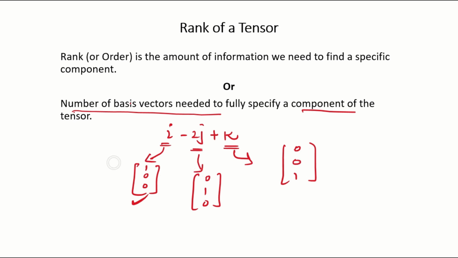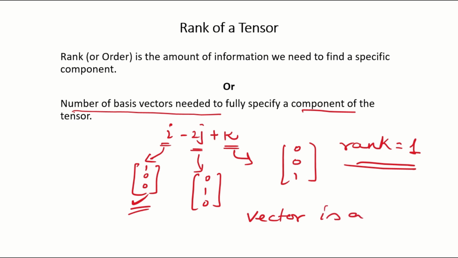So what is the rank of a vector? Rank will be the number of basis vectors. So here what is the number? 1. So 1 is the rank of a vector. To specify each component we need one basis vector, so rank is 1. That means a vector is a tensor of rank 1. So you have studied that a vector is a tensor of rank 1.